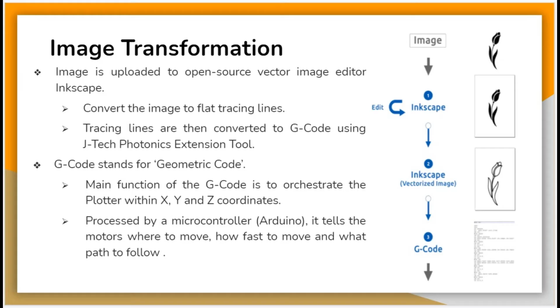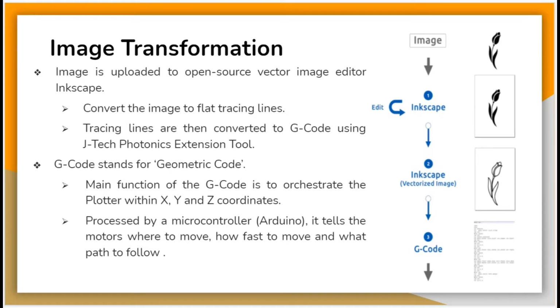Image transformation. For image transformation, we shall use open source vector image editor Inkscape. Using the editor, the image can be converted to flat tracing lines. The tracing lines are then converted to G-code using the Gcodetools extension. G-code stands for geometric code. It is the language understood by the plotter. In other words, G-code is used to orchestrate the plotter to operate in three dimensions, namely x, y, and z axis.